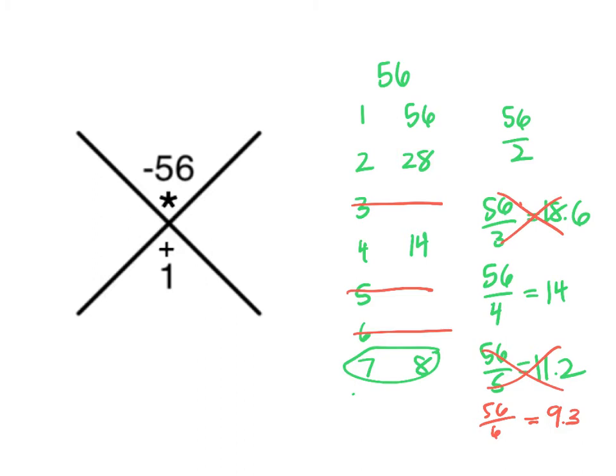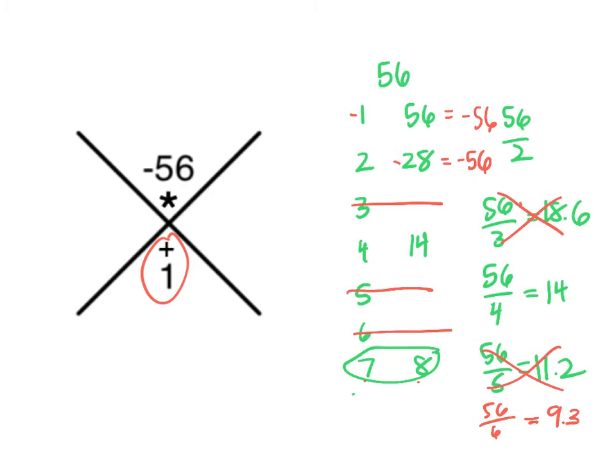Now, we need it to be negative 56. So in all of these, one of my two numbers is going to have to be negative. So I could do negative 1 times 56. That would give me negative 56. I could do 2 times negative 28. That would give me negative 56. But you're looking for one where you can put the two numbers together at the end and get a positive 1. So I'm looking for two numbers that are one away from each other. Notice I have 7 and I have 8.